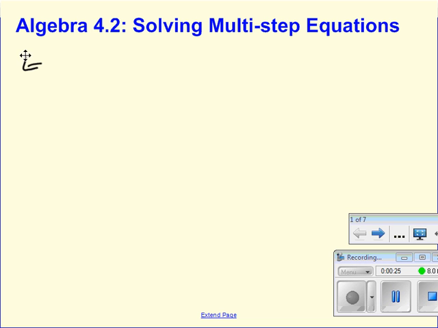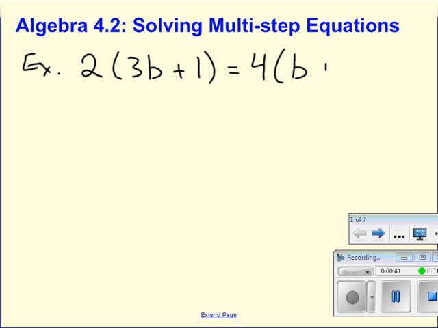So for example, we'll have 2 times (3b plus 1) is equal to 4 times (b plus 2). So now we have brackets. We have to use the distributive property to kind of expand this out before we can collect our like terms.